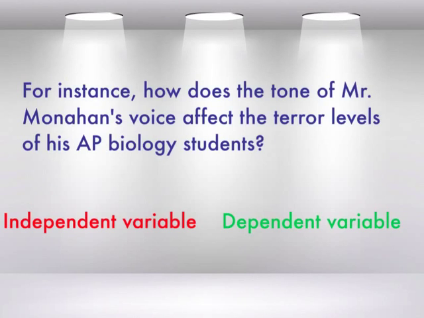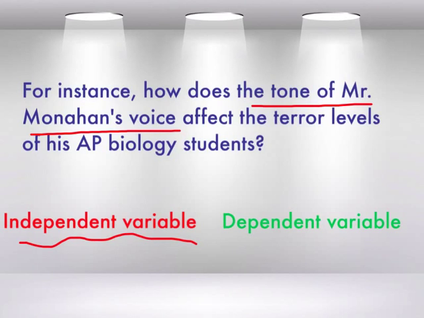Remember that the independent variable is the one that the experimenter is going to change. So the tone of Mr. Monahan's voice is in fact the independent variable. Whereas the terror levels of the AP biology students is the dependent variable. Hopefully you got that right. If not, you're going to get lots more practice in class.